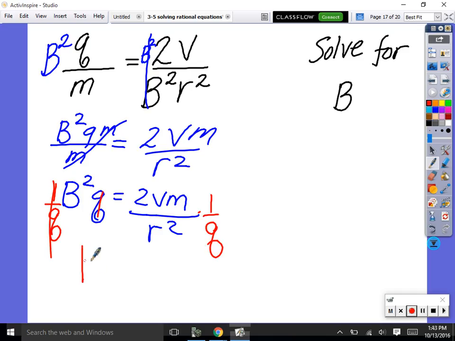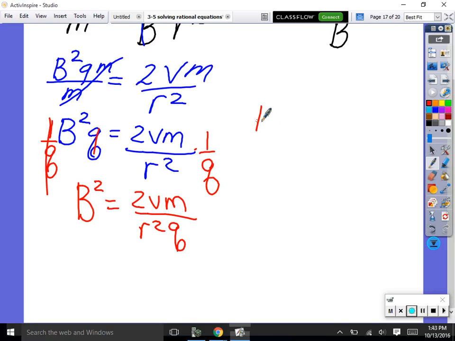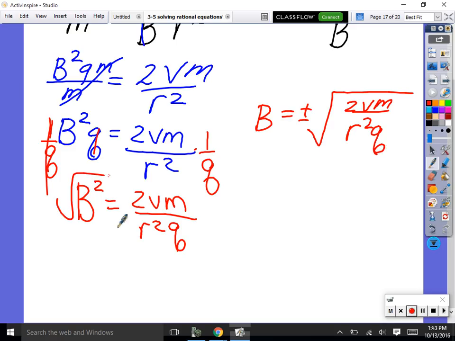Q over Q. So we have B squared is equal to 2BM over R squared Q. Square root it. Okay. So we would have B is equal to plus and minus the square root of all that stuff, 2BM over R squared Q. Square root it. Everybody feel good?